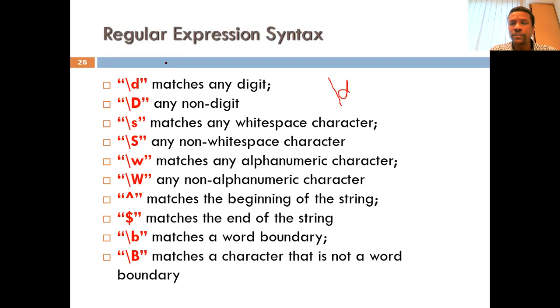So if you have a text, for example, "this is the first class of 2021". What are the digits from this text? Can you give me the digits from this text? One and two, 2, 0, 2.